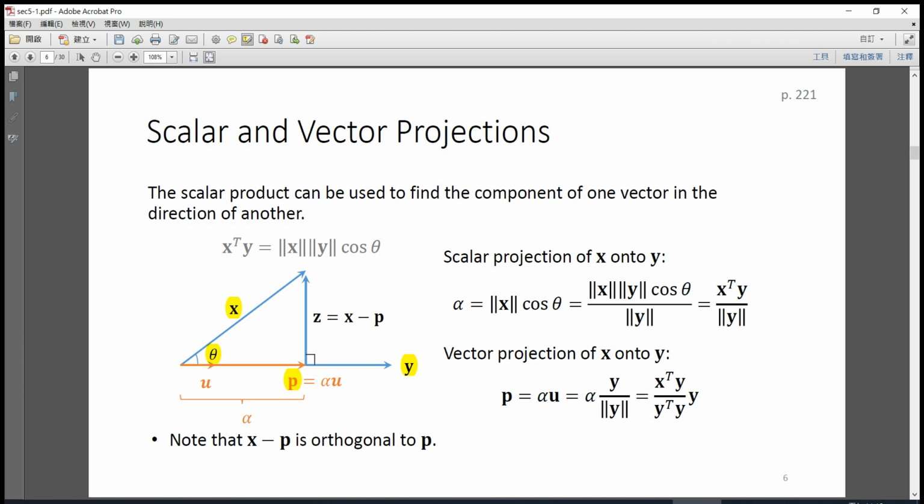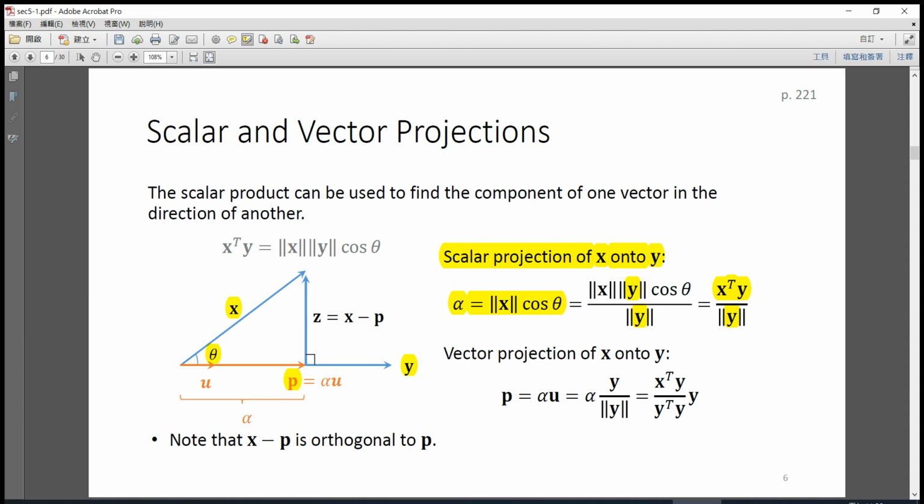Next, we define the scalar projection of x onto y, which is alpha. Alpha equals the 2 norm of x times cosine theta. If theta is less than 90 degrees, then alpha equals the length of P. If theta is larger than 90 degrees, then alpha equals negative 1 times the length of P. If we multiply both the numerator and the denominator with the 2 norm of y, then the numerator becomes x transpose y due to Theorem 5.1.1, and thus alpha equals x transpose y divided by the 2 norm of y.